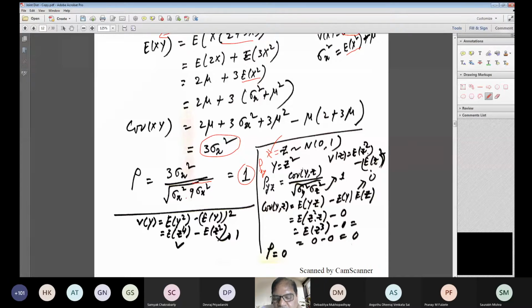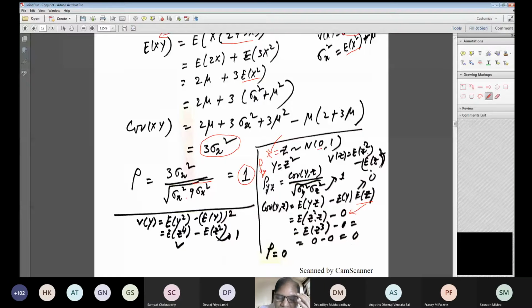Covariance YZ, you can write as expected value of YZ minus E of Y into E of Z. Since Y equal to Z square, it is expected value of Z square into Z, and expected value of Z is 0, because Z is normal 0, 1. Okay, Z is normal 0, 1. So mean of Z is 0. So this side is 0, and this becomes expected value of Z cube.